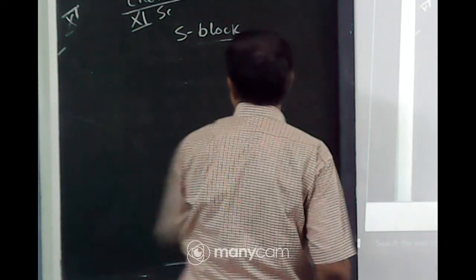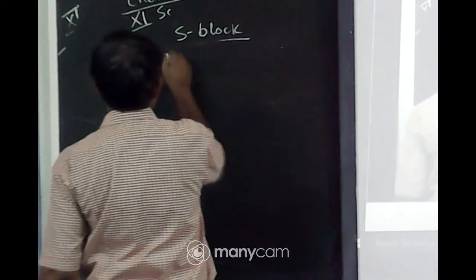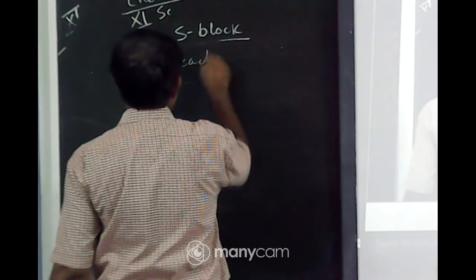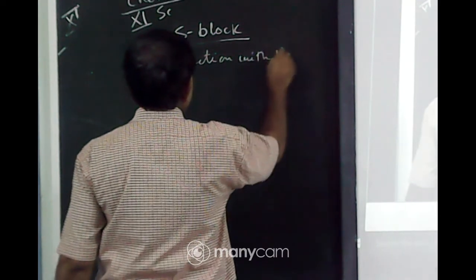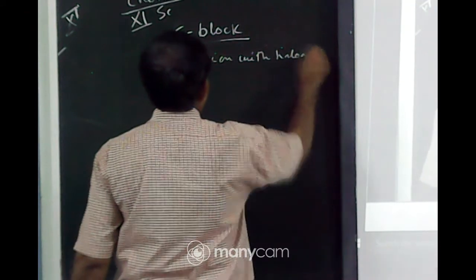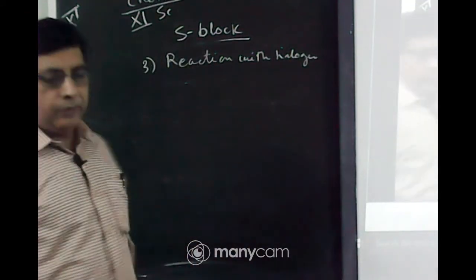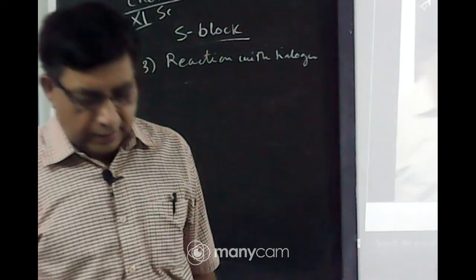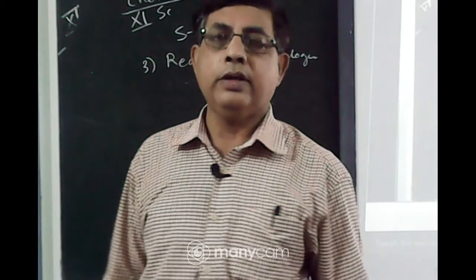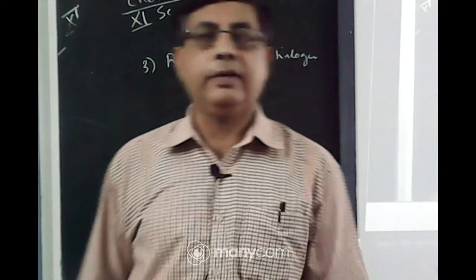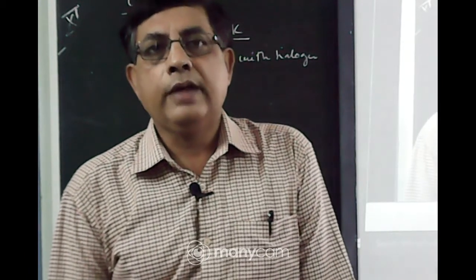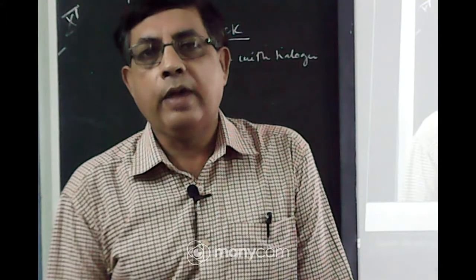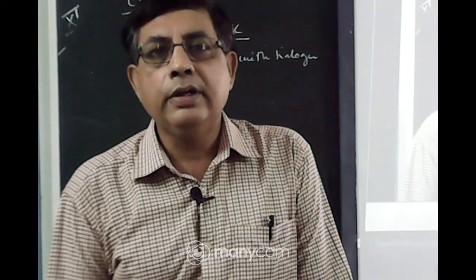Now, next, number 3, reaction with halogen. All alkaline earth metals except beryllium directly combine with halogen when heated with halogen to form halide. Say magnesium chloride, calcium chloride, calcium fluoride, barium chloride, barium bromide, all halides are ionic in nature.